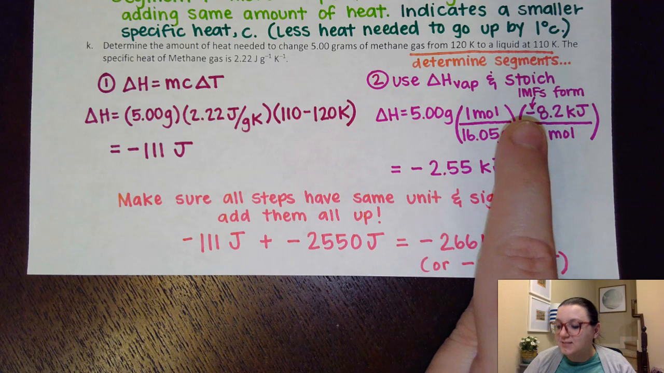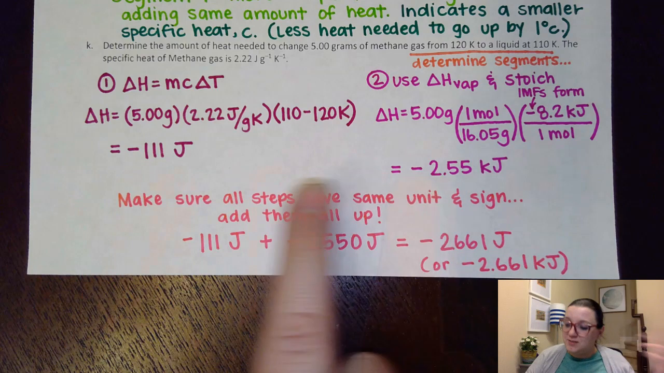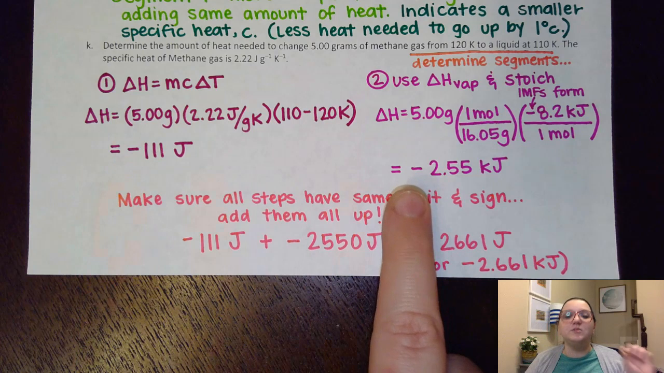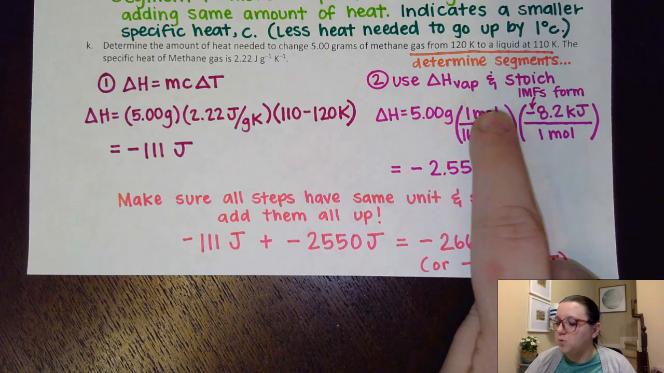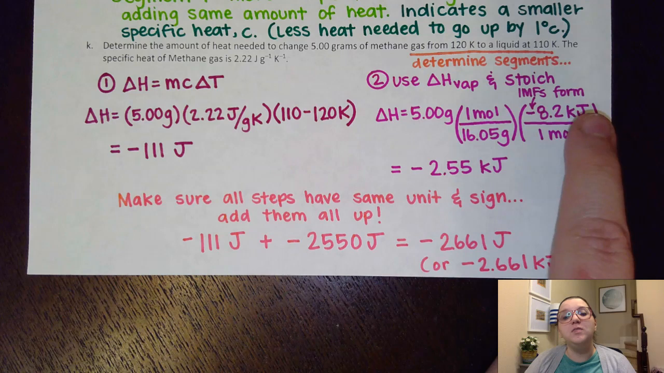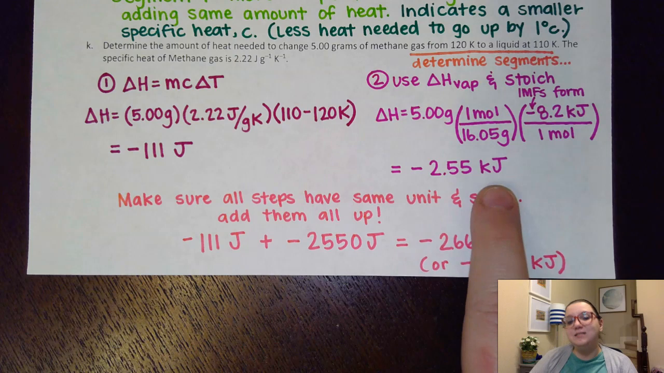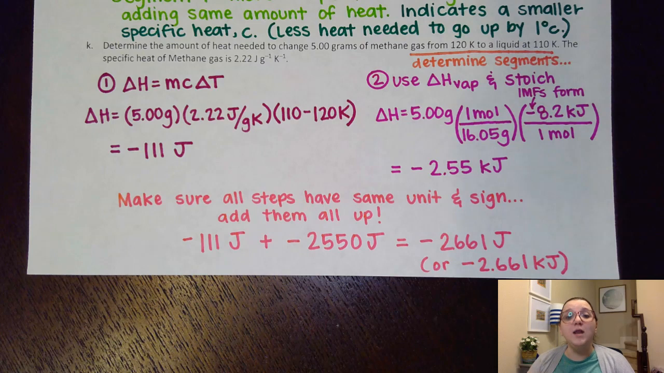Now, my big hint is that all of your segments should have the same sign. So if this came out negative, then this other step should be negative as well. All of your steps should be negative because you're going down that graph. Now we do have to be careful here on unit. When grams and moles cancel, that actually leaves me with kilojoules. So when I get that answer, keep in mind that it has a different unit than the segment number 1 did.